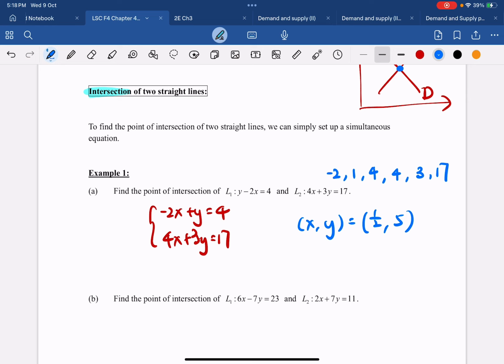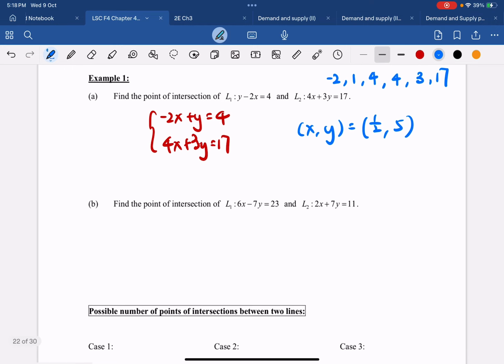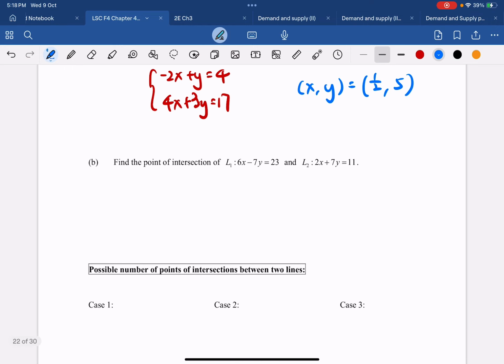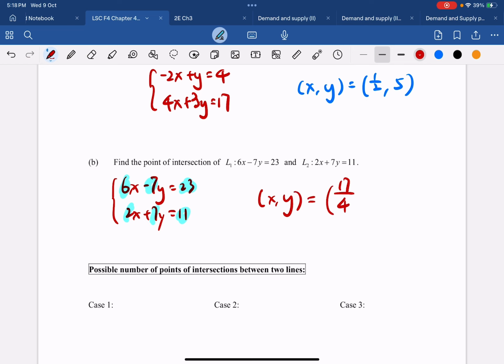So it's just some Form 2 stuff. And then you try part B by yourself. So you pause the video yourself. So let's check the answer. So you set up a simultaneous equation, and then you press the calculator. For example, you press 6, negative 7, 23, and 2, 7, and 11. So you will get the answer 17 over 4 and then 5 over 14.